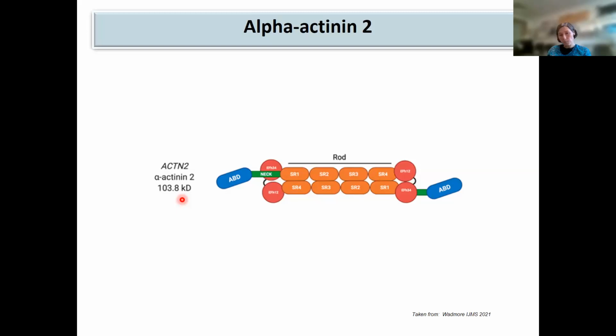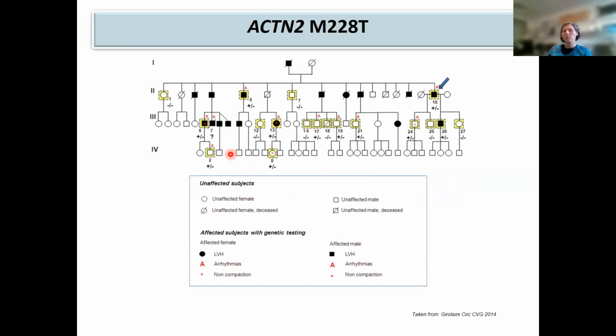Alpha-actinin is a Z-disk protein. It is an antiparallel dimer and a rare cause of hypertrophic cardiomyopathy. And when I say rare, there are so far only something like 7 variants identified. But the interesting thing is that more than half of them cluster in the actin binding domain of alpha-actinin. And this project focused on one of them, methionine at position 228 mutated to threonine.